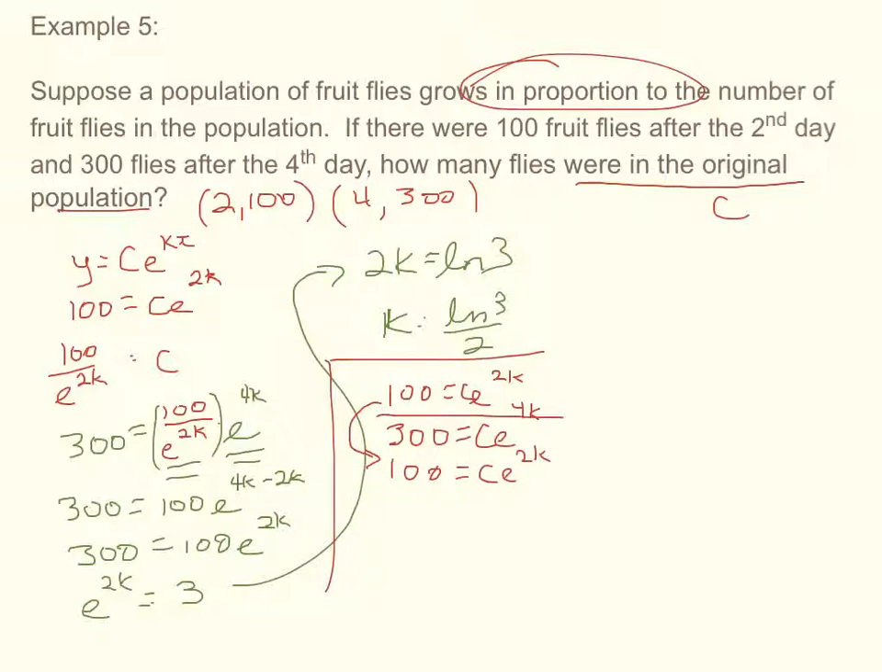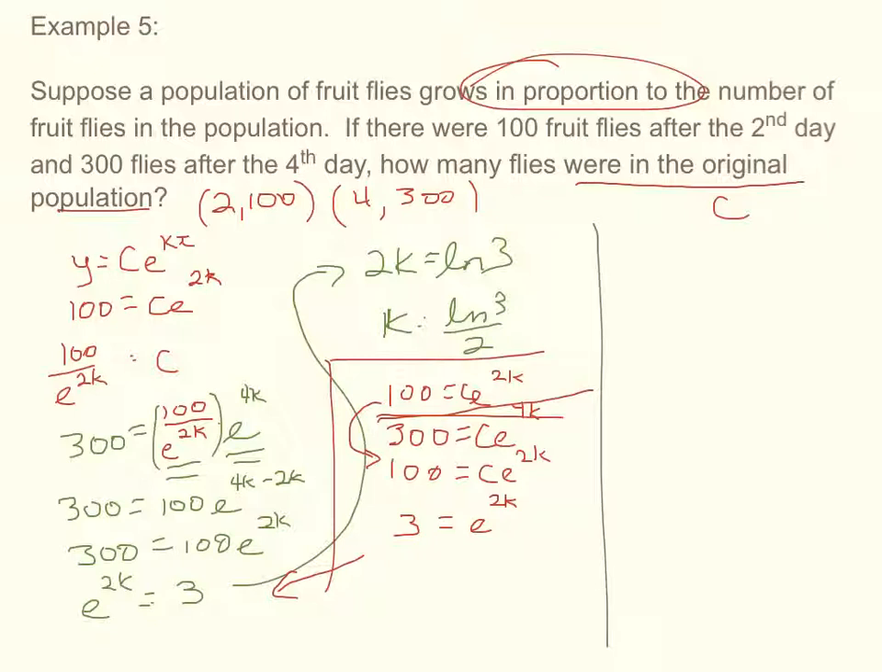And so when you have a system of equations and you are trying to solve it, then you can just divide. So 300 divided by 100 would be 3, and then C divided by C would be 1, and e to the 4K divided by e to the 2K would be e to the 2K. And so that gets us very quickly down to here. So either way, if you haven't seen it before, that is something you might not have known. The reason why we solved for K was so that we could then find C, which the question asked: how many flies were in the original population.